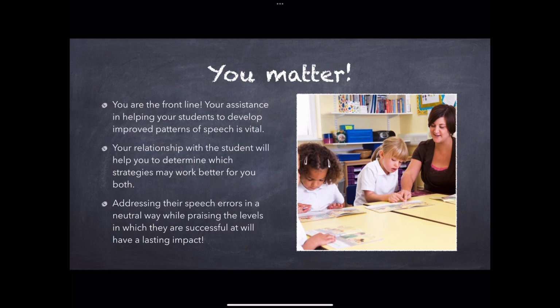Your assistance in helping these students to think about their speech sounds outside of the therapy room will have a lasting impact. It's up to you to create the environment to talk about students' speech sounds the same way you might help a child work through a word in decoding.